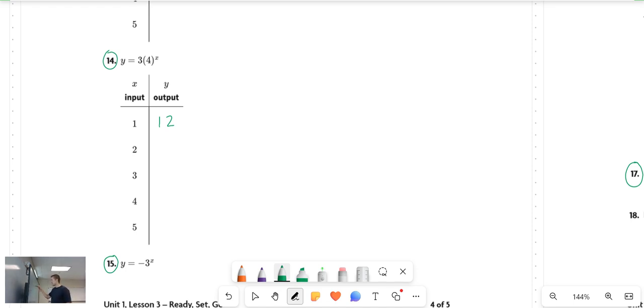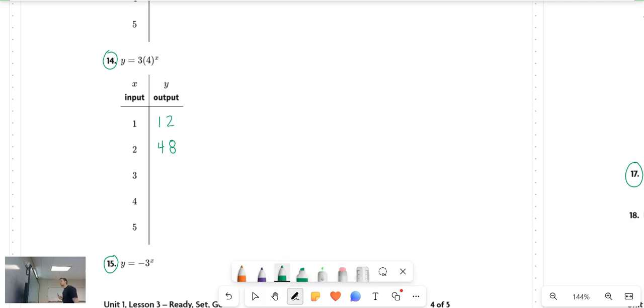So we take the output from number 1, our first step. We're actually just going to multiply by 4, right? So we're going to take 48 in this case. 48, because that's 4 more.